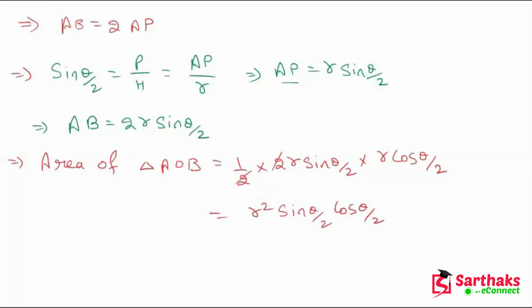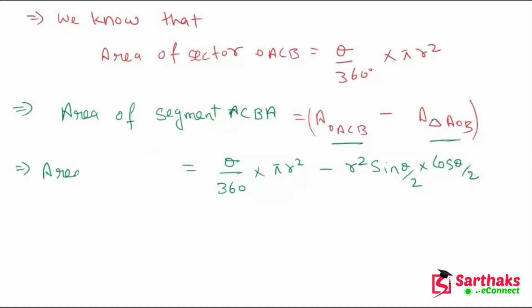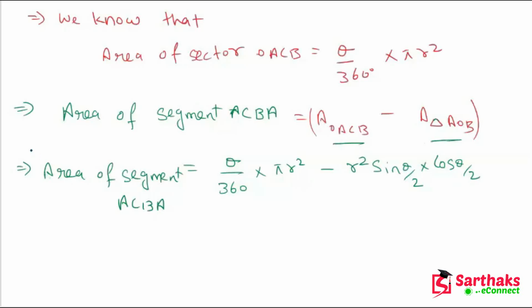Okay, my dear friends, we have to put these values in this equation. We know the area of sector is theta upon 360 into pi r square, minus the area of triangle AOB, which is R square sine theta upon 2 into cos theta upon 2. So this is the formula of area of segment ACBA. My dear friends, I hope you understand these things.